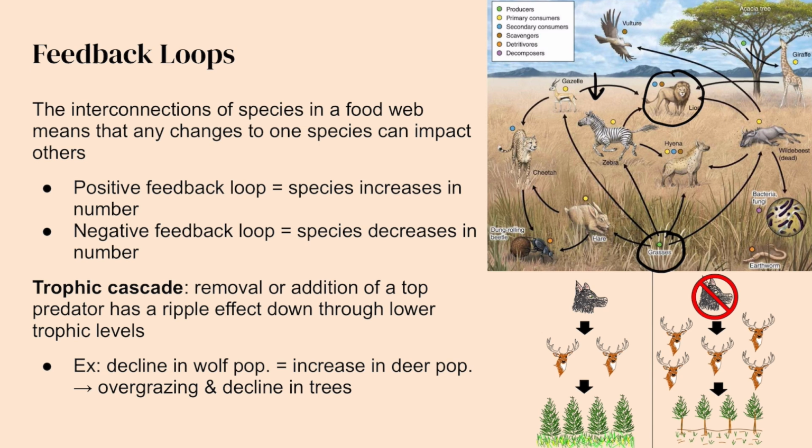So for example, in the bottom, if we have a declining wolf population, we will have an increase in deer population, and that will lead to overgrazing and the decline of trees. So this is a trophic cascade because the loss of these wolves has an impact on the trophic levels below. So the herbivores or primary consumers as well as the primary producers.